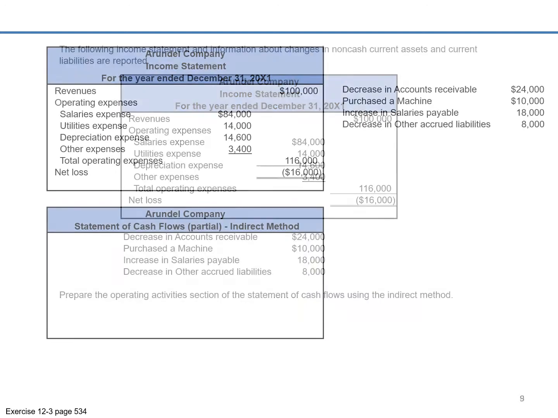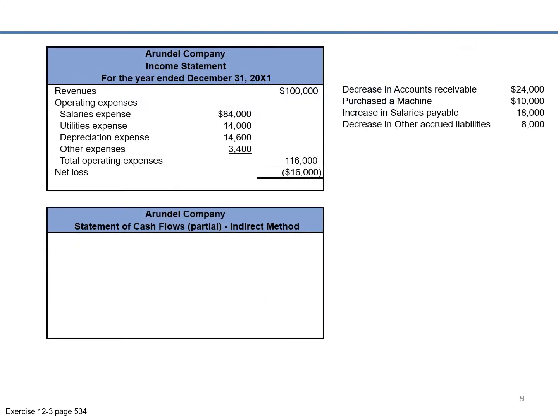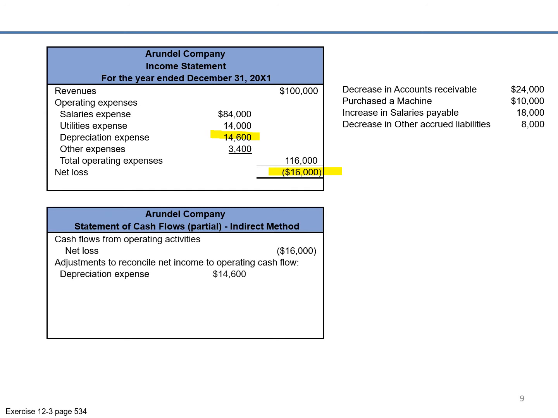All right. When we do the indirect method, we start with net income or net loss. In this case, we have a net loss of $16,000, right? We have to add back our non-cash activity. That's going to be our depreciation expense of $14,600. And then we take into account all of the increases and decreases in our non-cash current asset and liability accounts. Think of your balance sheet, the current asset section, current liability section, all the accounts that fall there.